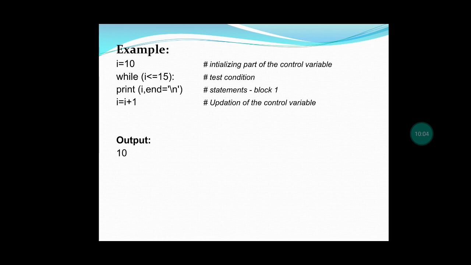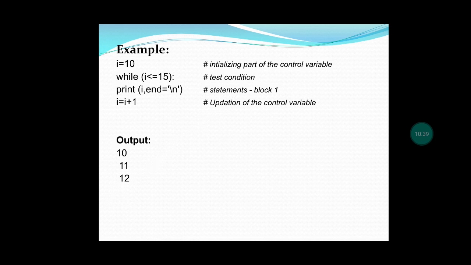Again, we are checking the condition i <= 15. Now i is 11, and 11 <= 15. The condition is true, so we print the value 11. Next, i = i + 1: 11 plus 1 is 12. Again we test the condition: 12 <= 15. The condition is true, so we print the i value, that is 12.